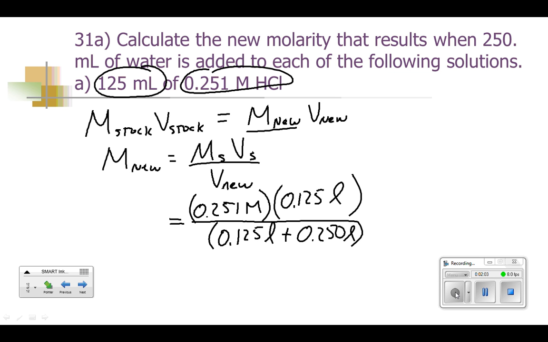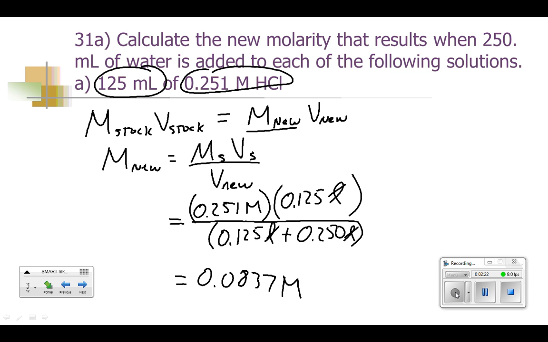So then it's a matter of getting the calculator out, punching those numbers in, and adding the stuff on the bottom, and we end up with 0.0837. And look at these units now. It's liters on the top. When we add these together, we'll get liters. So these liters are all going to cancel out, and we end up in molarity.